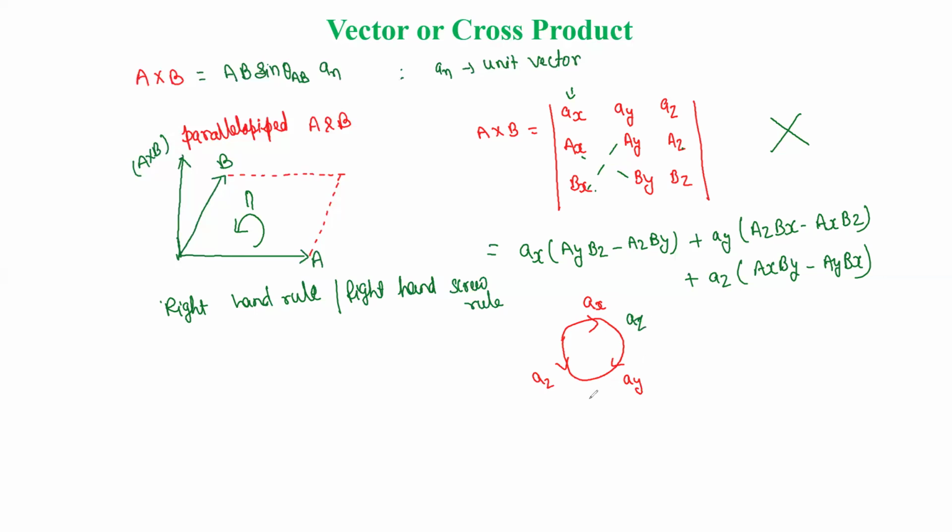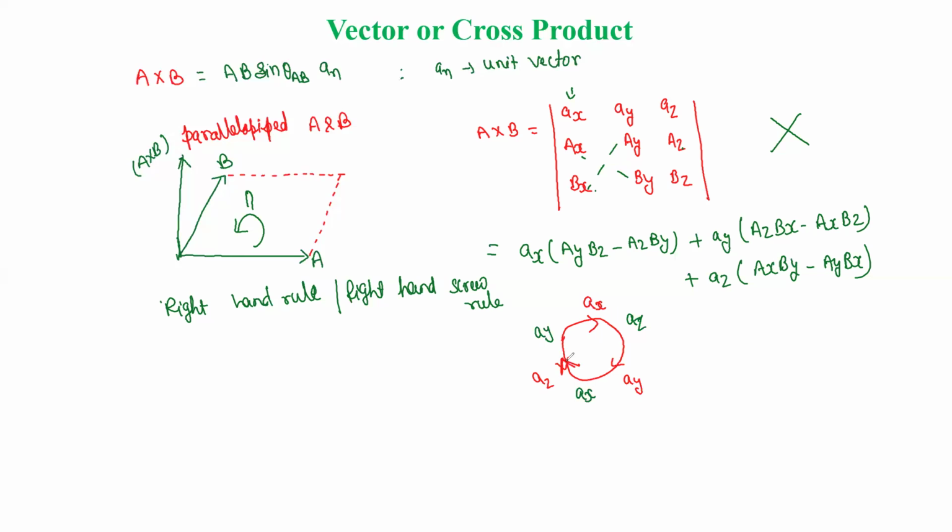When we move from AY to AZ, the direction will be AX, again positive. And when we move from AZ to AX, again the direction will be positive, so that direction will be AY. So here, if you see, the direction was given wrongly. So this is the cyclic order.